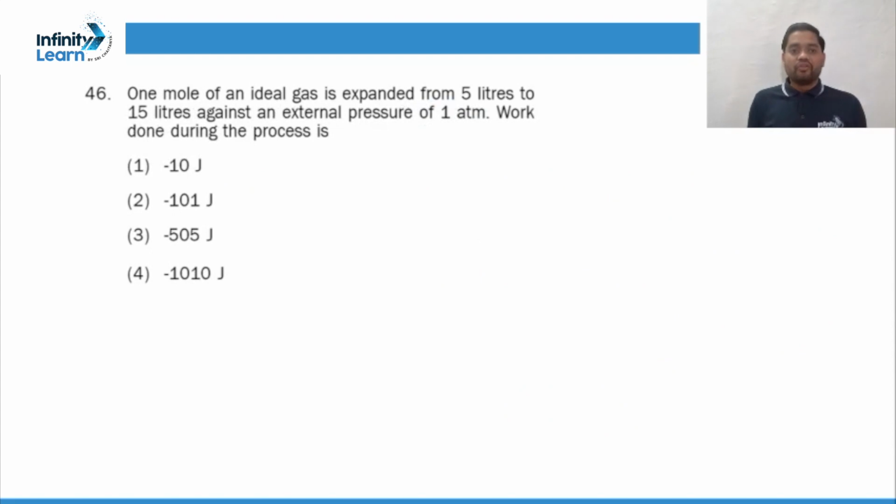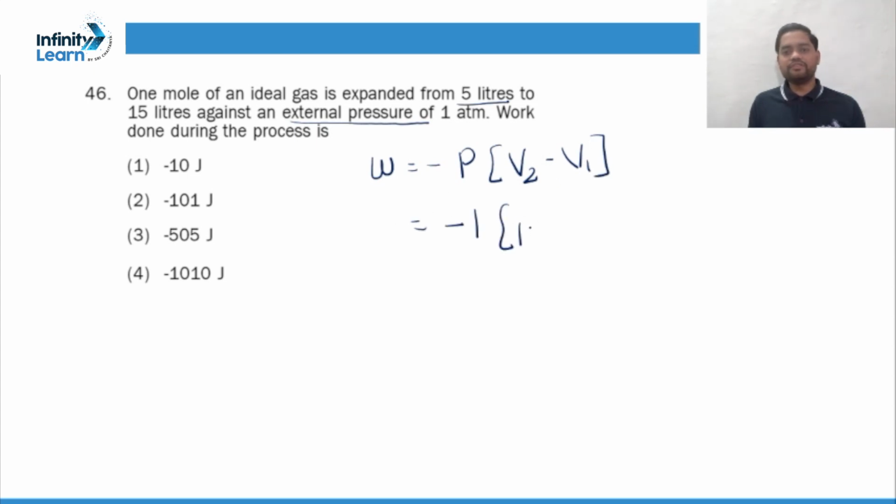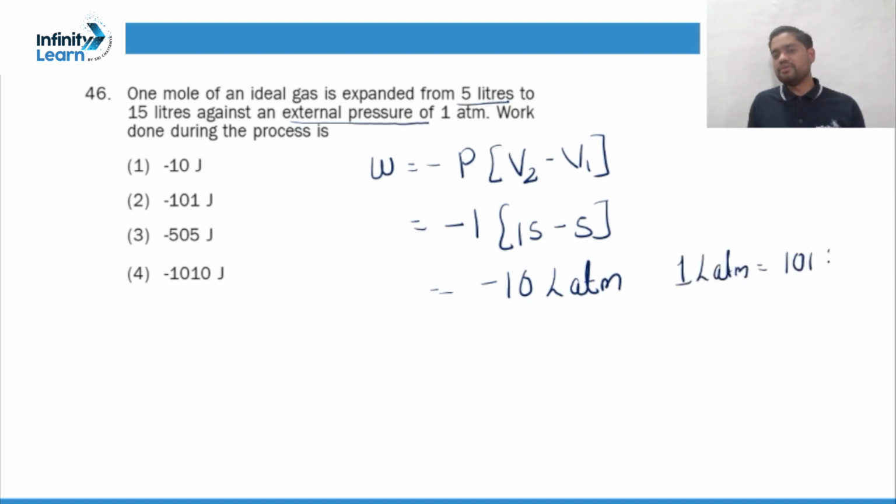46. 1 mole of an ideal gas is expanded from 5 liters to 15 liters against the external pressure of 1 atmosphere, and everything is in joule. So work done is equal to minus P into V2 minus V1. Minus P, 1. What is V2? 15. What is V1? 5. So that is minus 10 liter atmosphere. 1 liter atmosphere is equal to 101 joules. So work done is equal to minus 1010 joule. Option number 4 is the right answer.